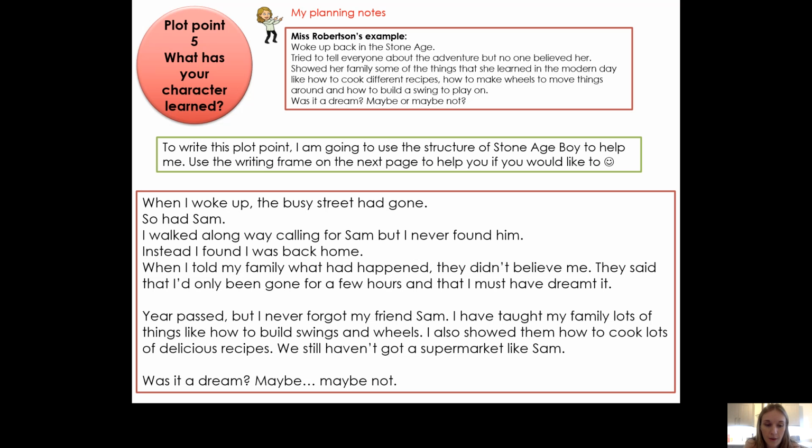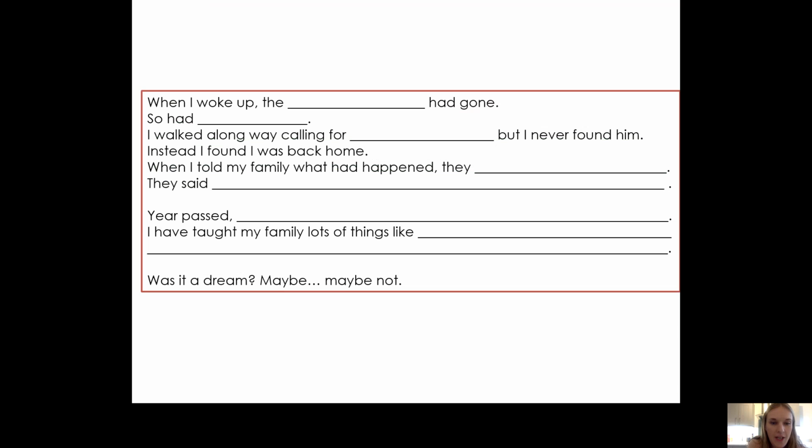I have taught my family lots of things, like how to build swings and wheels. I also showed them how to cook lots of delicious recipes. We still haven't got a supermarket like Sam. Was it a dream? Maybe. Maybe not. So I've used that suspense and closing from Stone Age Boy to end my story like that. Now, on the next page, I've got a writing frame to help you.